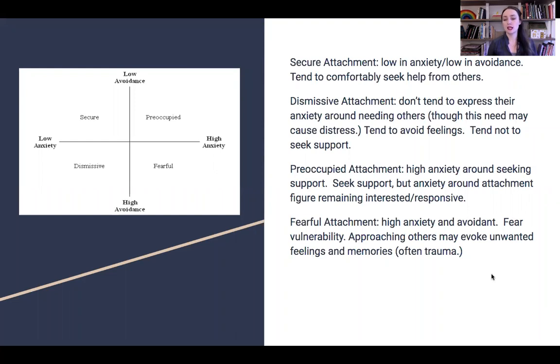With preoccupied attachment, we'll see high anxiety around seeking support. They'll seek support, but have anxiety around the attachment figure remaining interested and responsive. And when we talk about attachment figure, we're talking about therapists. With fearful attachment, you'll see high anxiety, and these folks will be avoidant. There's a real fear of vulnerability, and approaching others may evoke unwanted feelings and memories. So often a trauma history here.